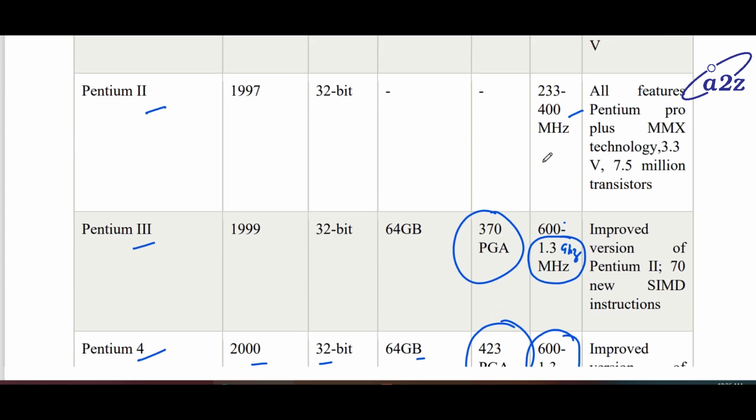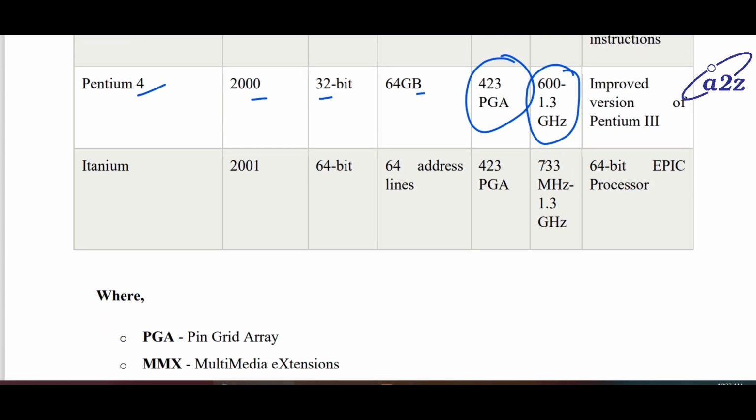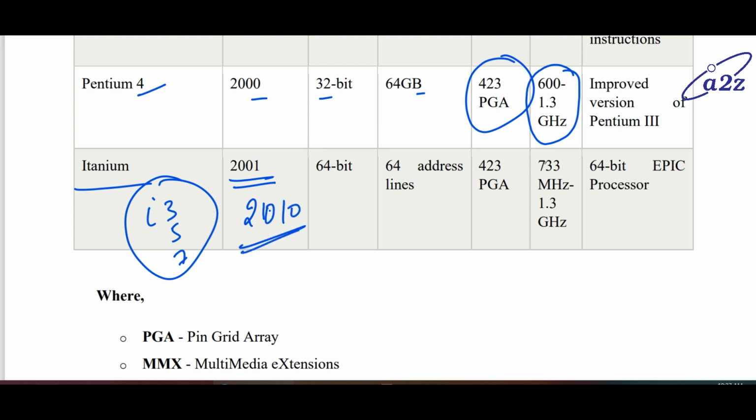Rest everything is the same. Then the Itanium series, which I have told you, the i series, i3, i5, i7 processors, was invented in the year 2001. But in India, we received this around 2010. In India, in the market, it came around 2010. It was invented in 2001. Later on, after testing and availability, it is available first in the US market, then here, etc.